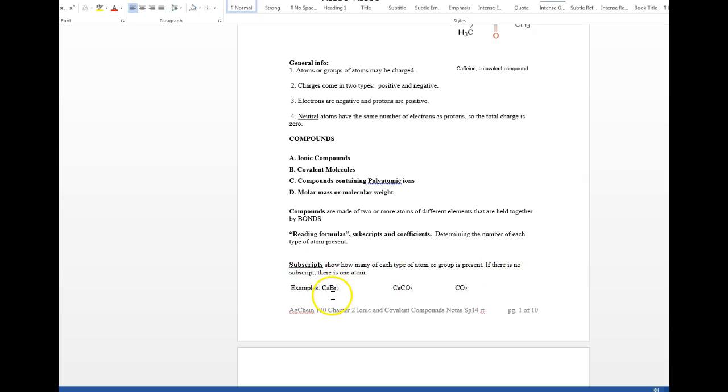So we have 1 calcium, 2 bromines: calcium bromide. 1 calcium, 1 carbon, 3 oxygens: calcium carbonate. 1 carbon, 2 oxygens: carbon dioxide.